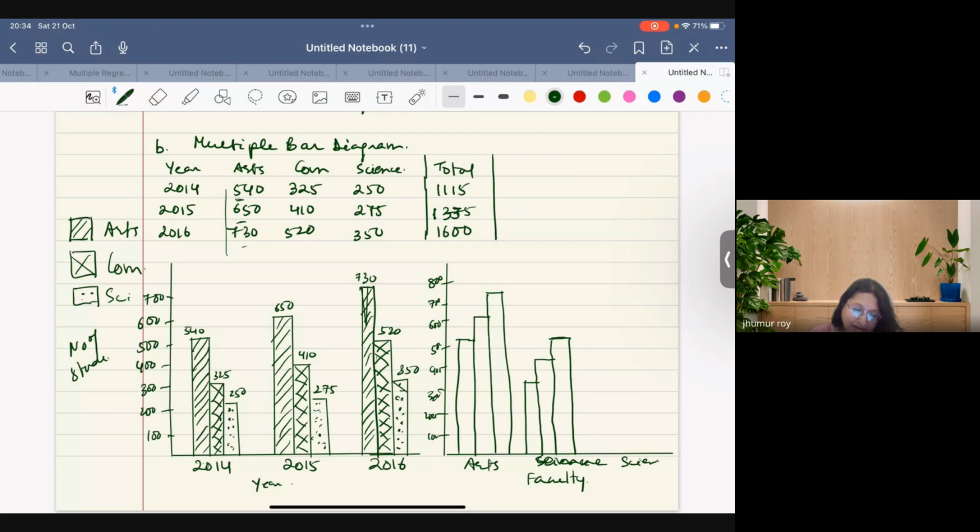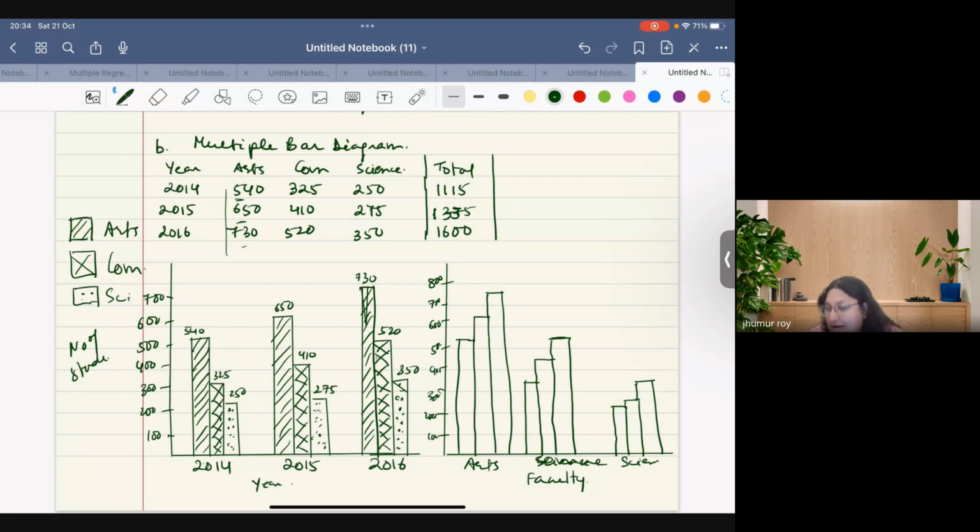Okay. Then we come to the third, that is science. So in science, you've got 250. Then you have 275, which is a little bit more. And then you have 300 and... Is it clear? But you can see the difference between the first and the second graph.